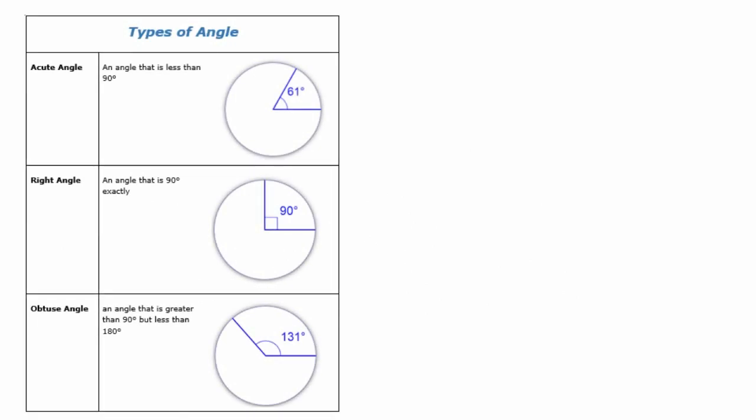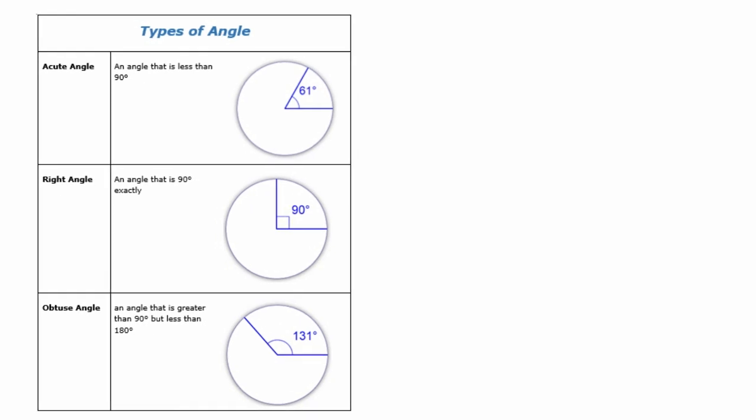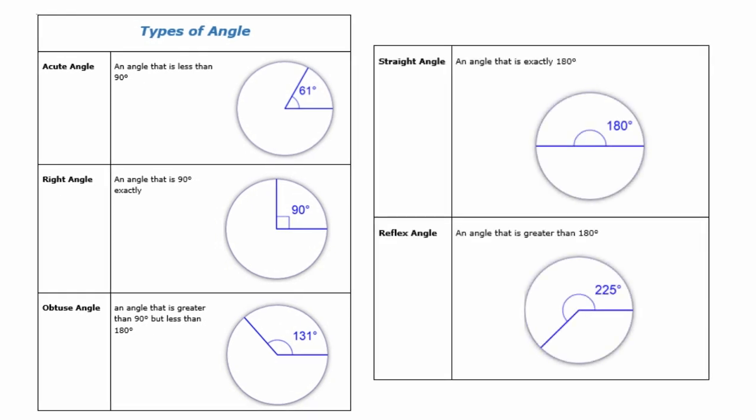Types of angles. Acute angle: an angle that is less than 90 degrees. Right angle: an angle that is 90 degrees exactly. Obtuse angle: an angle that is greater than 90 degrees but less than 180 degrees. Straight angle: an angle that is exactly 180 degrees. Reflex angle: an angle that is greater than 180 degrees. Now your exercise is to identify types of angle.